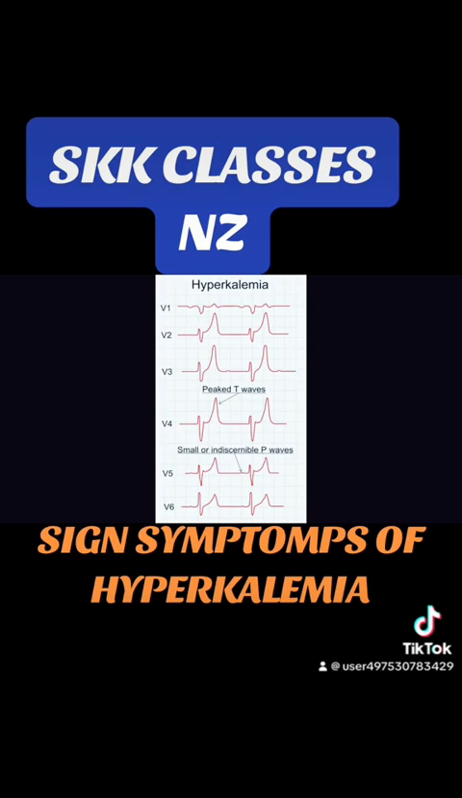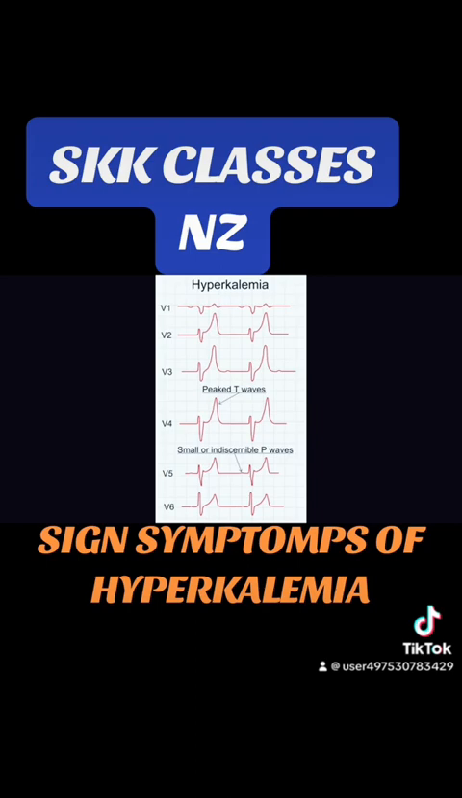the peaked T waves are there. Peaked T waves means, all of you know that in the ECG the P, QRS, T waves are there. So the T waves are going to be high and very tall in the ECG of the hyperkalemic patient, and the QRS complex will get wide. Okay, and the PR interval will be prolonged. So and the P wave will become flat.